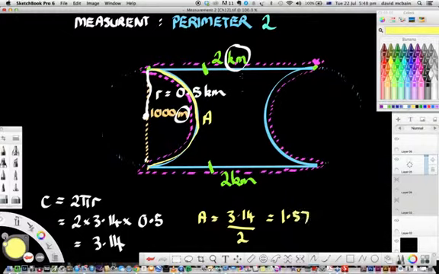1.57, remember, we're operating in kilometres. So 1.57 kilometres. Now, if this distance is 1.57 kilometres, then this distance is also 1.57 kilometres because they're the same. So I'll call that B, and that's also 1.57 kilometres.